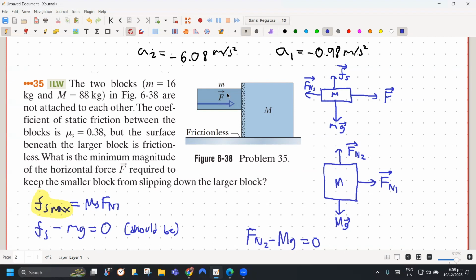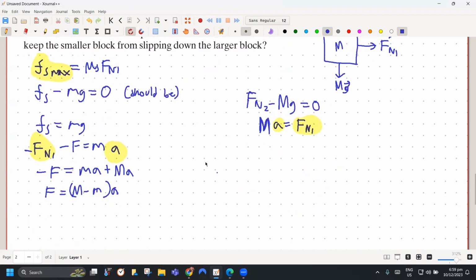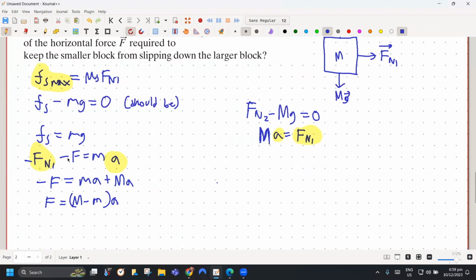So, tingnan mo uli yung Newton second law mo for small m. Negative Fn1, okay, to the left yung normal force. Pero yung applied force, positive. Kasi pag hindi nag-correct yun, makukuha mo mali-mali yung signs. So, importante yung maglagay ka ng tamang signs.